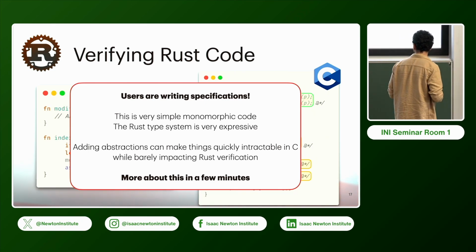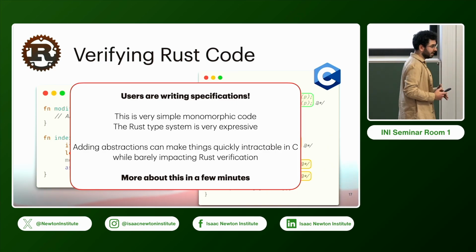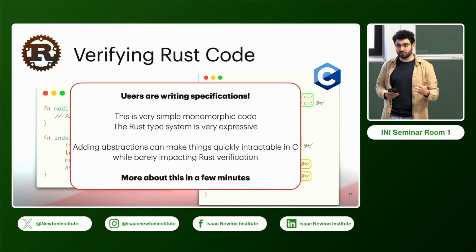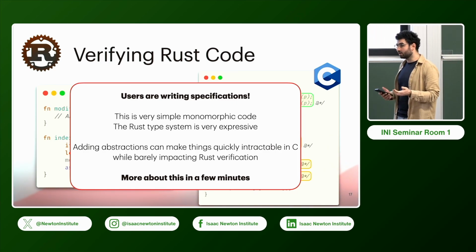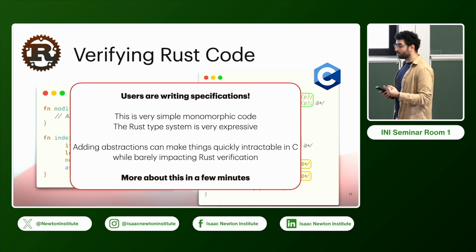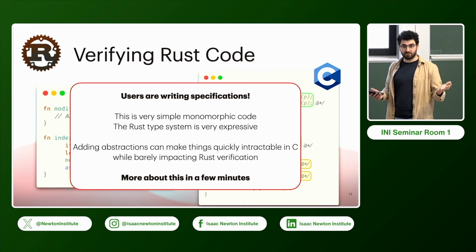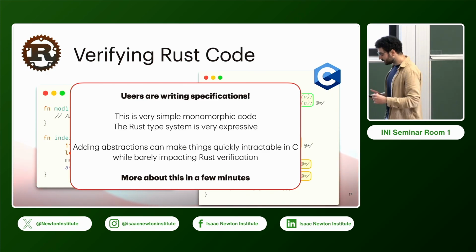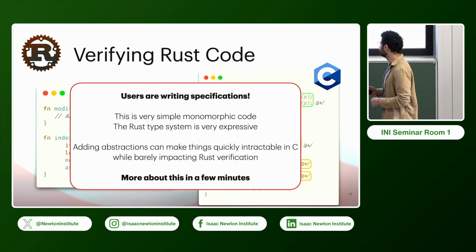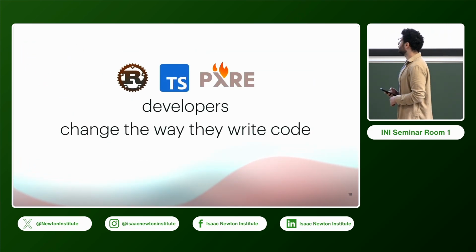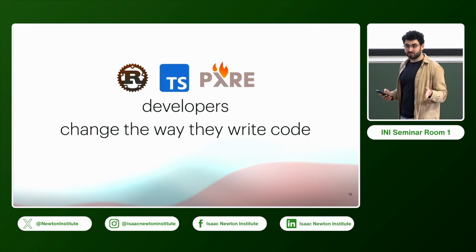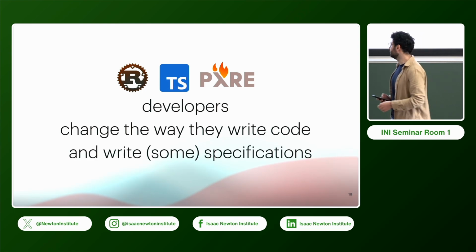And the Rust type system is very expressive, you can do a lot more. And the more you do, and people usually do that whether it's in C or Rust, the harder it is to verify. And in Rust, that doesn't change much because everything gets encoded into the type system. So Xavier will talk about this in a few minutes. So that's the takeaway. Developers change the way they write code, and they write specifications.